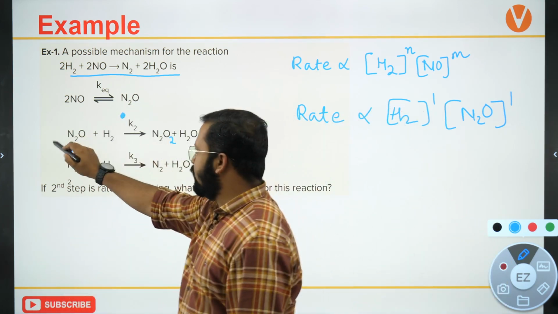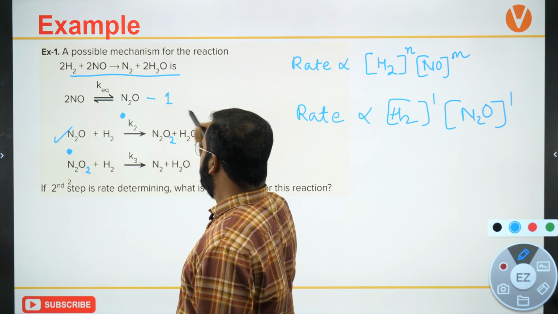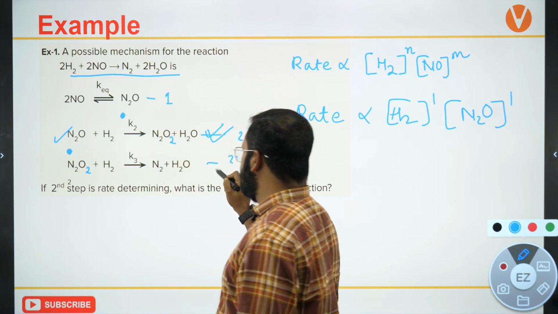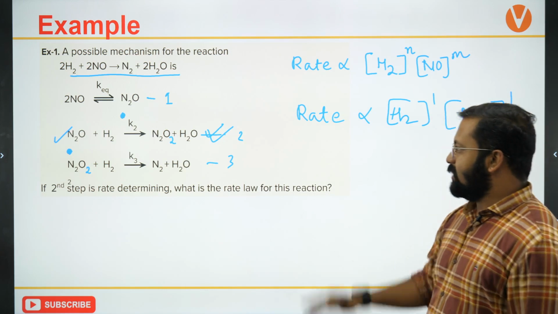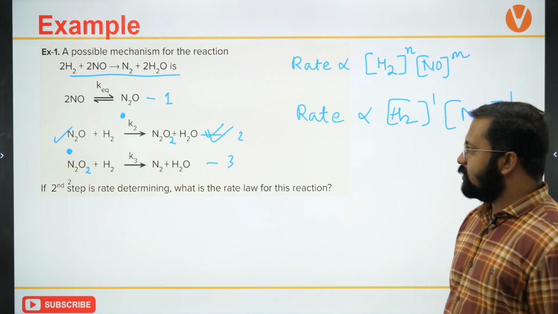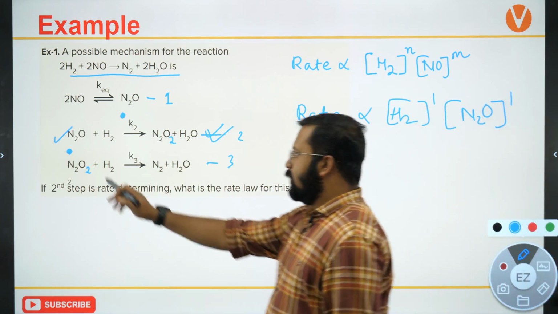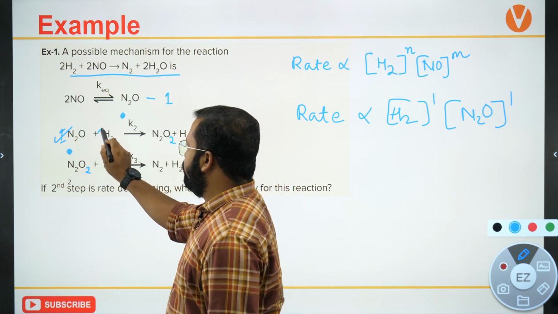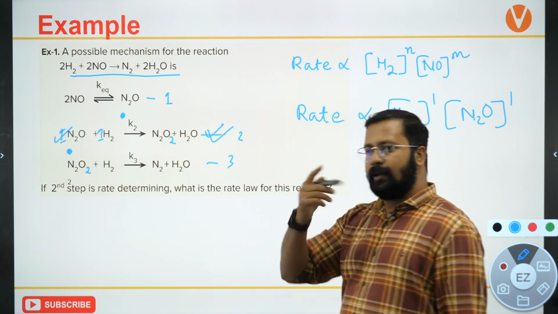So this is the second step. I guess this is first, this is second, and this is third. The reaction is happening in three steps. So second is the rate determining step. I will write it like this, because for the rate determining step, the prefixes are 1 and 1, so the powers will become 1 and 1.